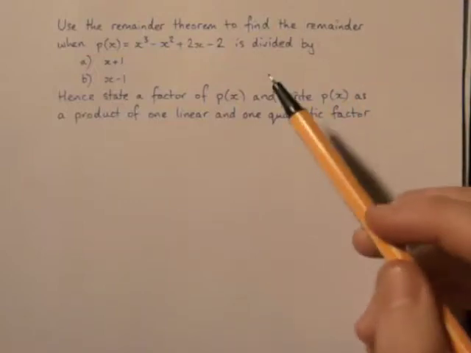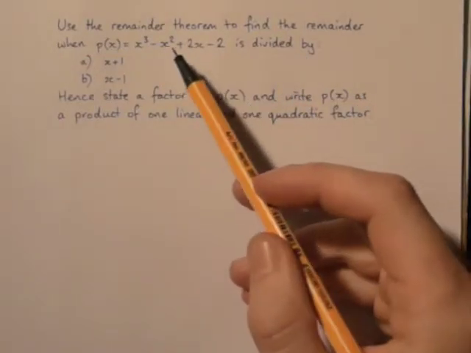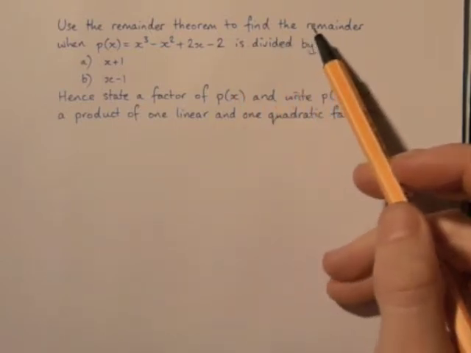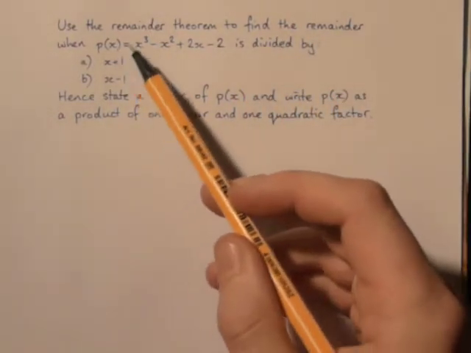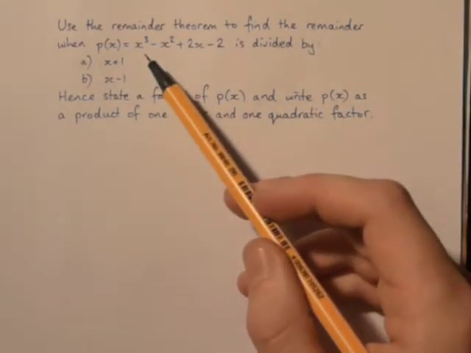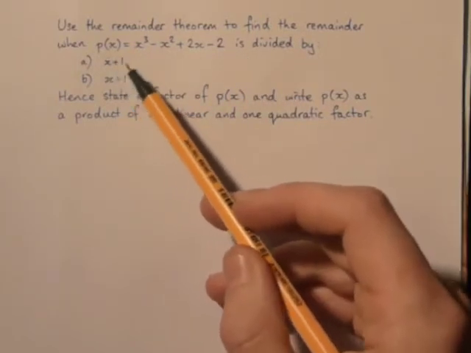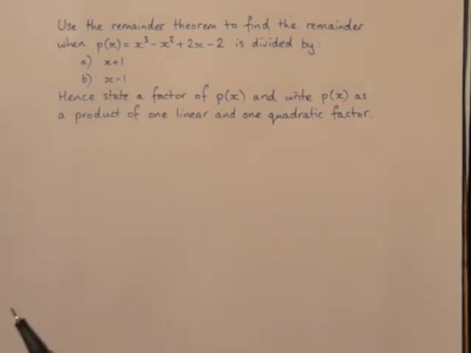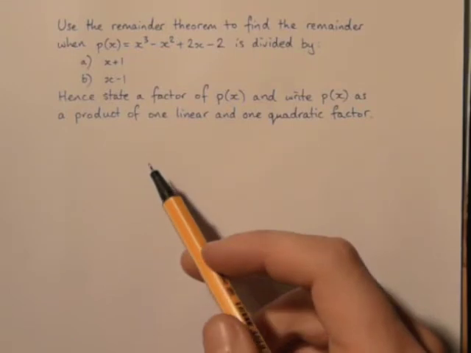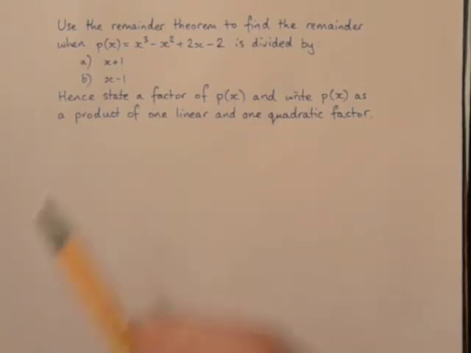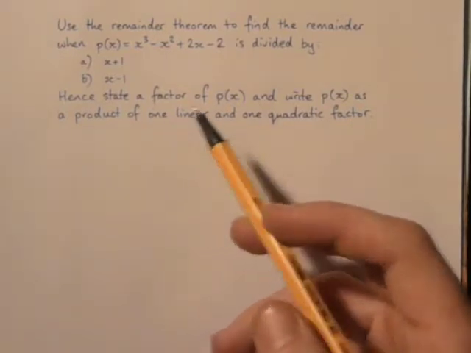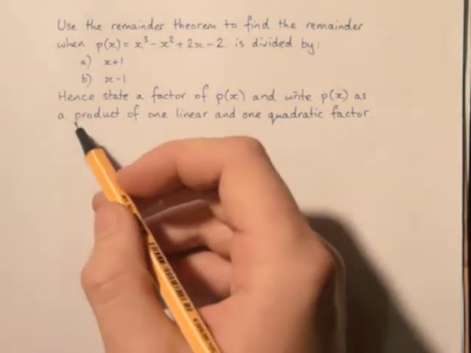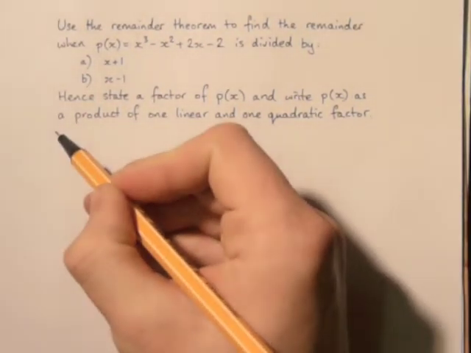This question says, use the remainder theorem to find the remainder when this polynomial p of x is divided by some linear expression. Right, before we even look at the second bit, let's try and do those first two parts. So, it would be helpful to state the remainder theorem.